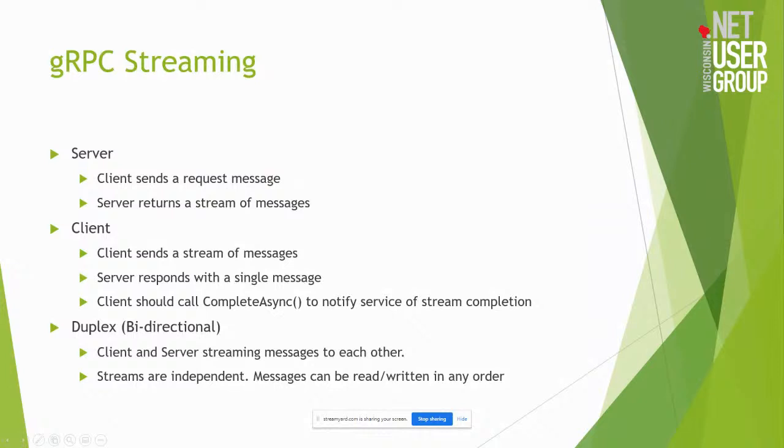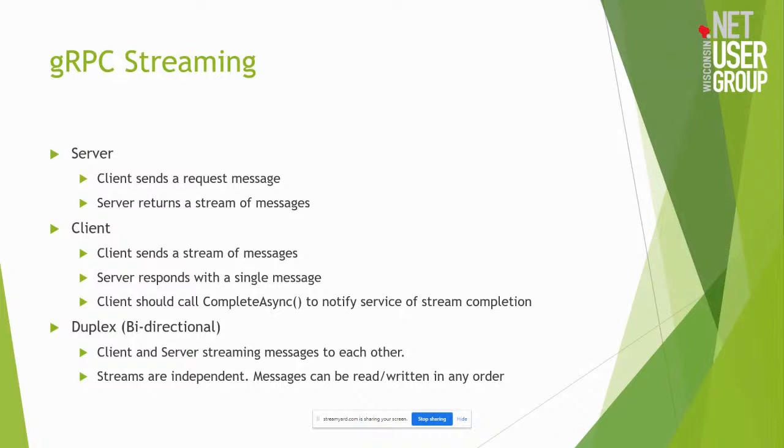Right, so let's talk about streaming. Streaming is something that sets gRPC apart, and that's what I like most about gRPC. With gRPC, there are a few different ways to set up streaming. There's server, client, and duplex or bidirectional streaming. With a server, the client is sending a request message just once, and the server is streaming messages back to the client. With a client, it's the other way around. It's the client that's streaming messages to the server, and the server responds with a single message.